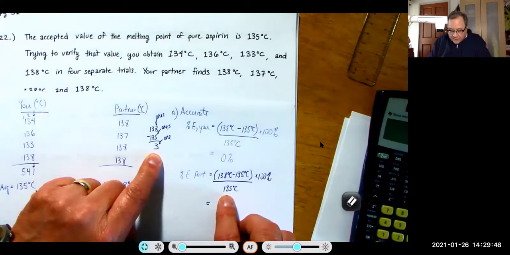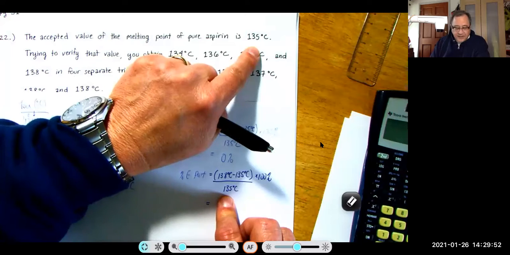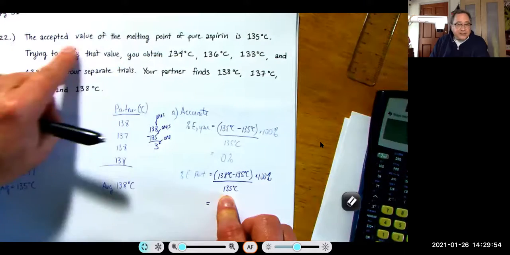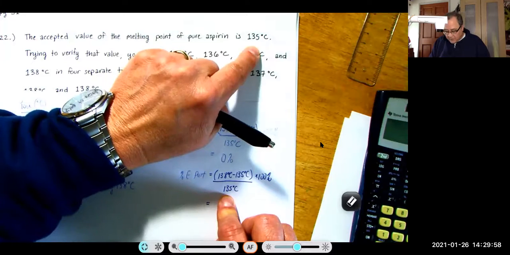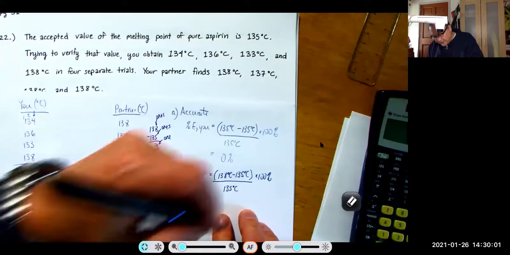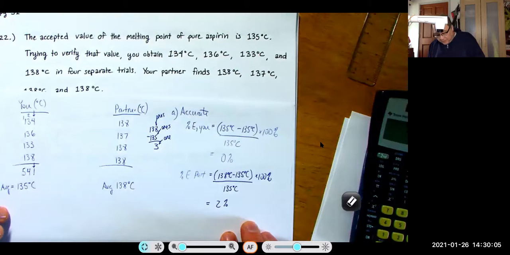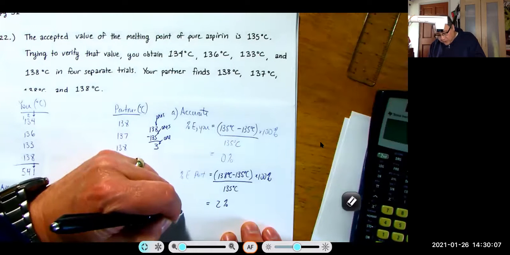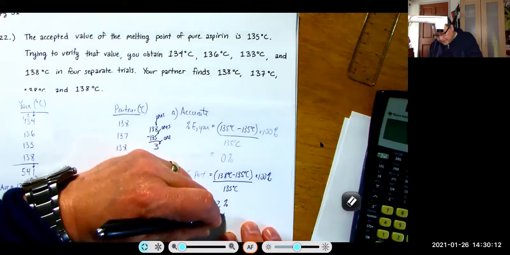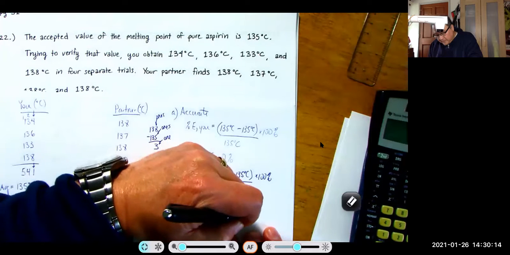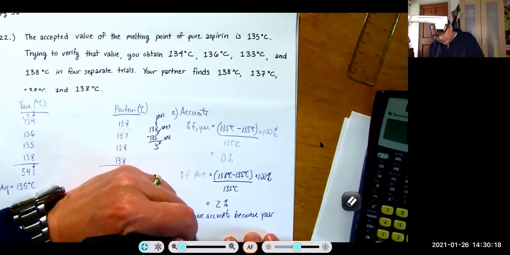Now you might wonder about this 135 here. Why does it only have 3 significant figures? And the answer is it's something that's measured. It's not something that is defined. So we're allowed one significant figure here, and we get 2% as our answer. So you are more accurate because your percent error is smaller.